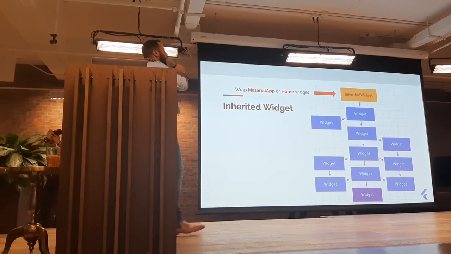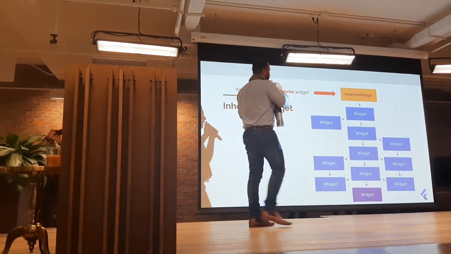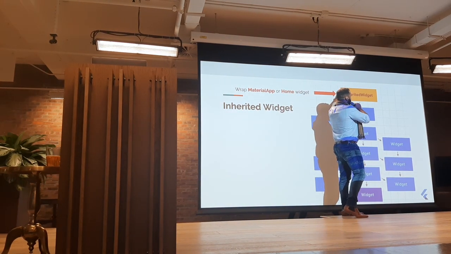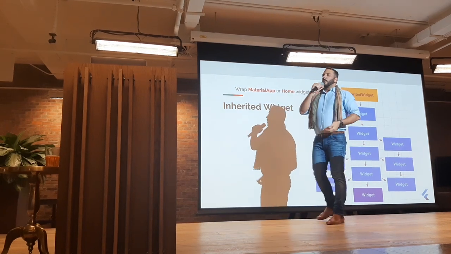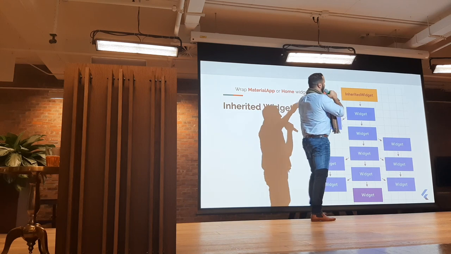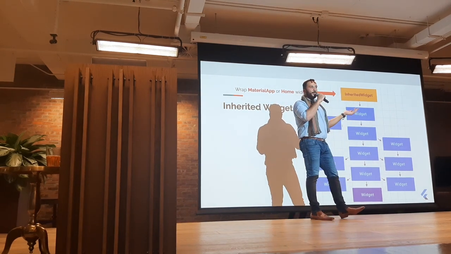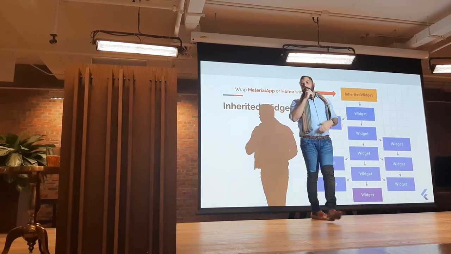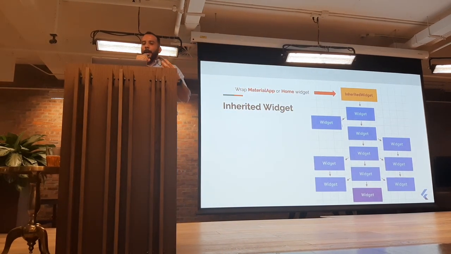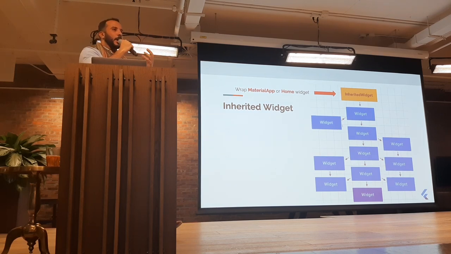This is what's called lifting state up. You're lifting the state of your application from all these bottom widgets all the way up to your inherited widget, and then your data becomes available to all these widgets across your app. So for example, you want to know if you're logged in or logged out. That data could be present in the inherited widget, and then based on that, you can either show like a home screen or like a login screen. So that's what inherited widget does. It lifts up the data or the state of your app to a place where it's accessible by all the widgets within your app.